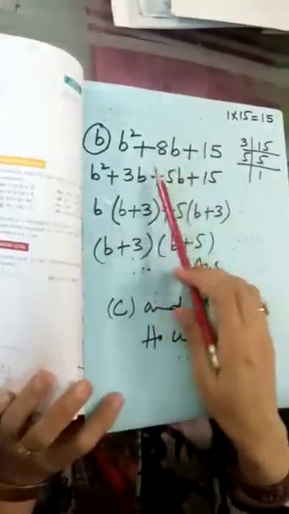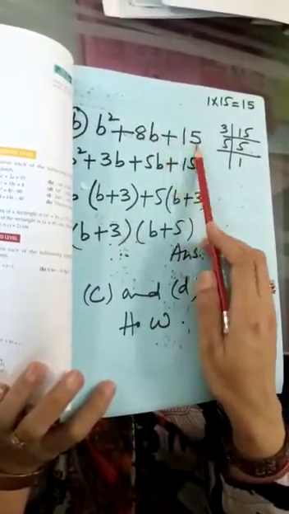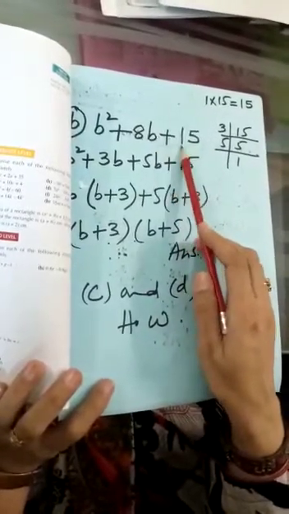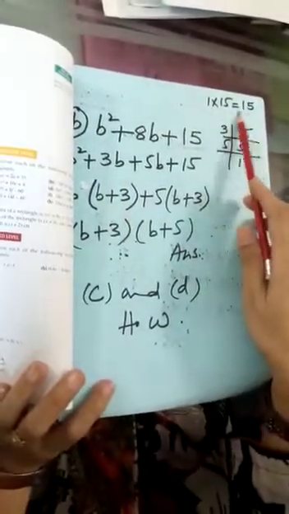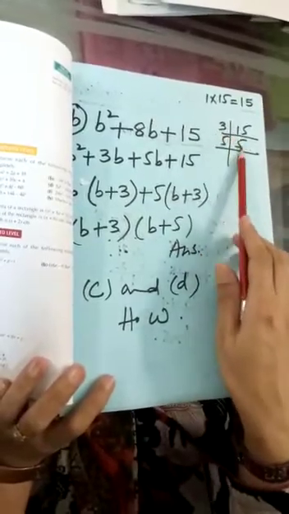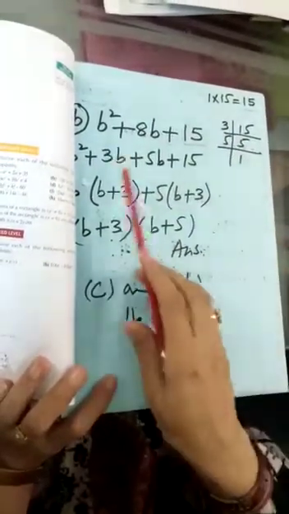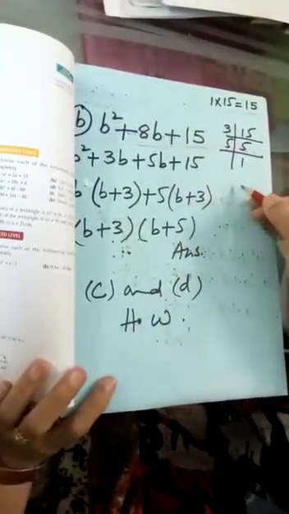Now come to the second question, part b: b square plus 8b plus 15. Again what will you do? You check that the plus sign is there before the third term, and then break 15. Here 1 multiplied by 15 will become 15, and taking the LCM of 15, it will become 3 5s are 15 and 5 1s are 5. Now breaking the middle term, when you are adding 2 terms, you get 8, and when multiplying, you get 15.